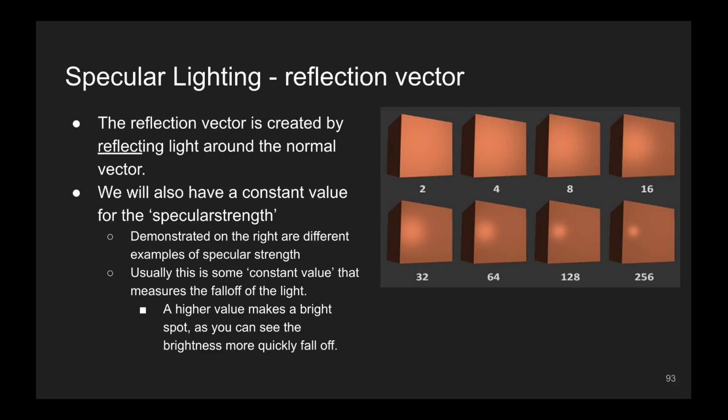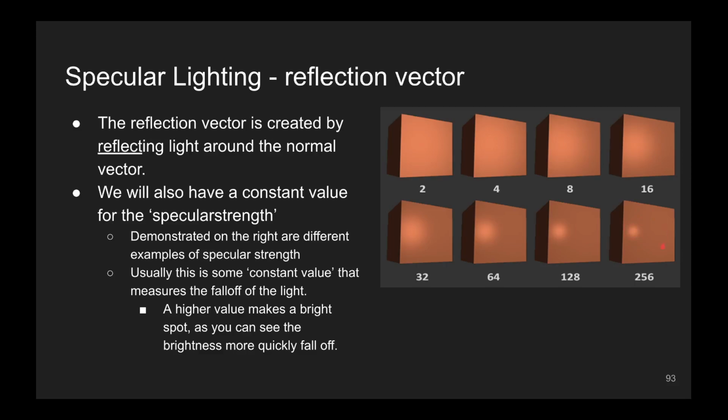Now, part of our specular lighting is this specular strength, which is a constant value. And that's the exponential value here. What it's really doing is measuring the falloff of the light. A value of 2 means it's falling off much more slowly. A value of 256 means it's falling off, or attenuating, much more quickly. We're going to use this term again. So a higher value will give you a bright spot, and then it'll fall off very quickly.